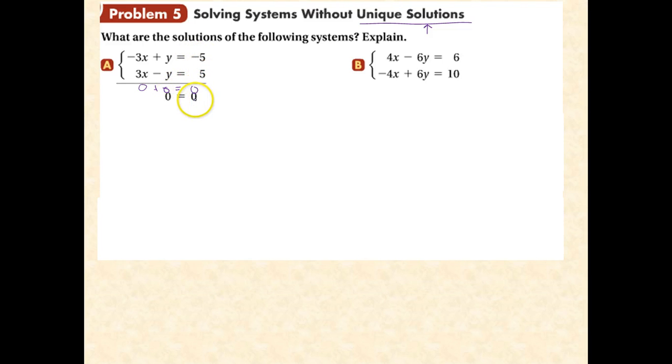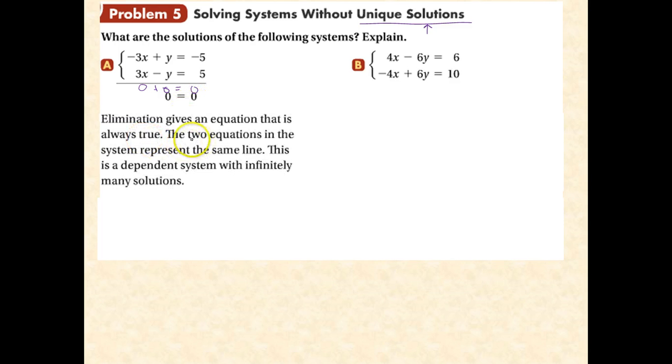So I get 0 equals 0, which is always true. The two equations in this system represent the same line. Therefore, it's a dependent system with infinitely many solutions. Every point on the line is a solution to this system.